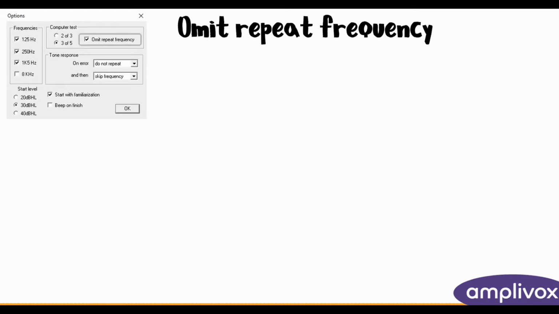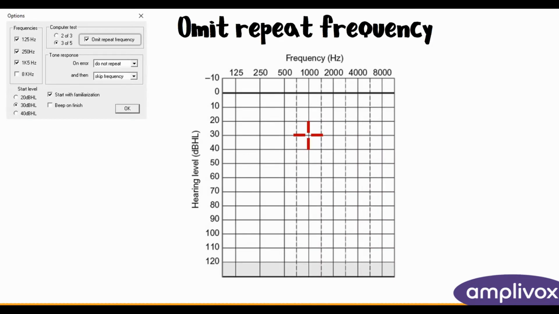An auto test sequence will always start at 1 kHz and then continue towards the higher frequencies. When selecting omit repeat frequencies, 1 kHz will be retested after the high frequencies have been measured, before finalizing the test sequence with the lower frequencies.